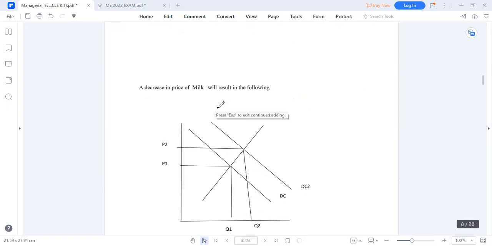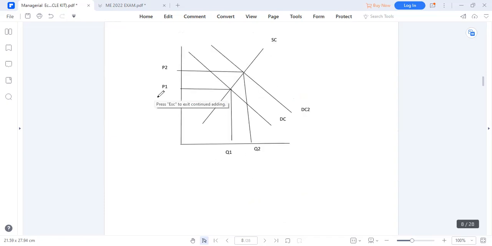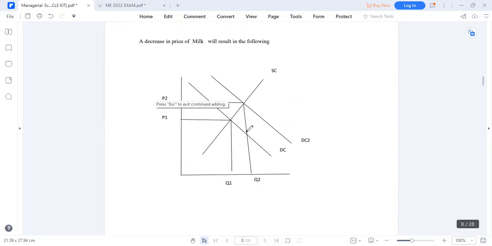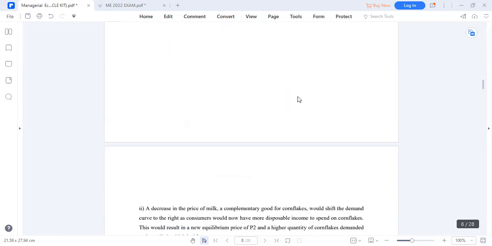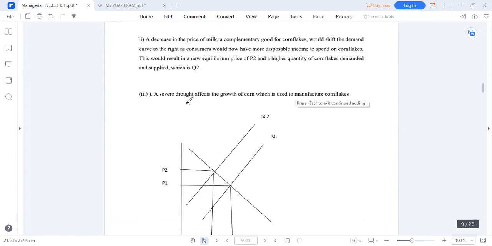Then a decrease in price for milk, what will happen on cornflakes? If the price of milk goes down, the demand for cornflakes will also increase because they're now able to buy more milk. So DC1 to DC2, it also increases, meaning you're going to buy more cornflakes. And the supply for cornflakes is still constant. So you're going to increase your equilibrium from E1 to E2. As simple as that. Then what happens if there's a drought?